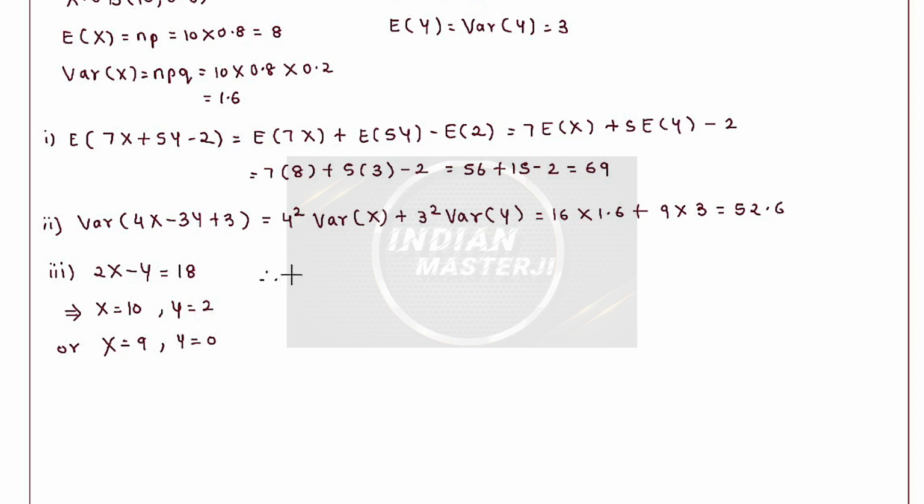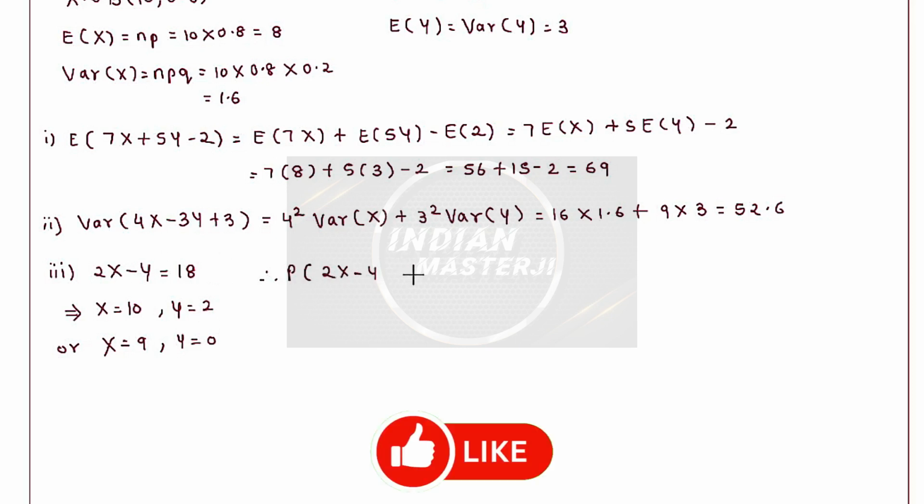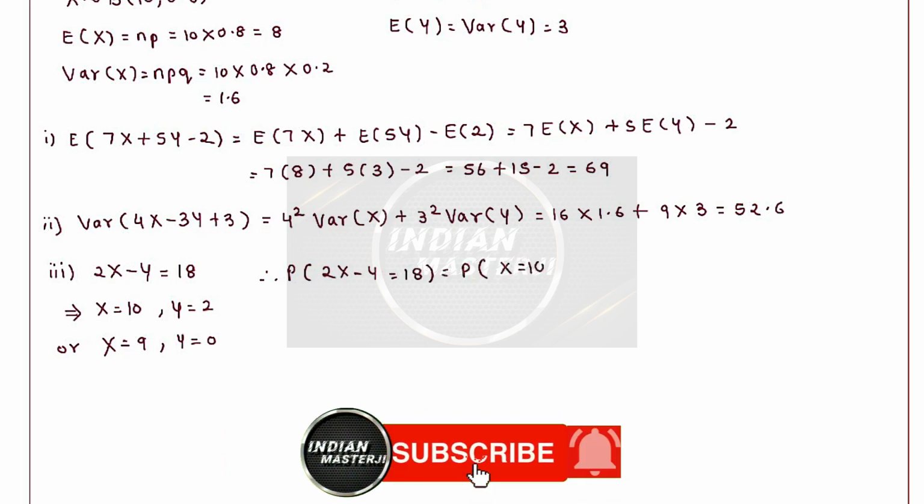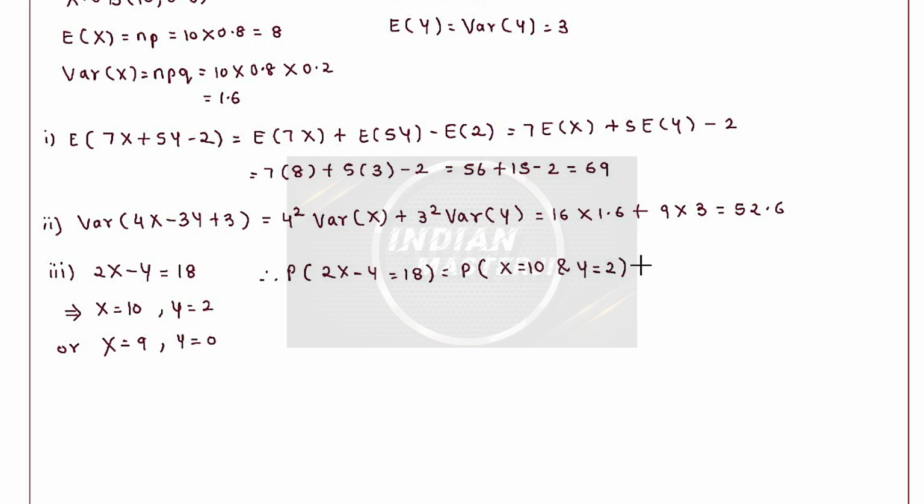Correct? So therefore, if I have to find the probability of 2X minus Y being equal to 18, that means I have to find the probability of X being equal to 10 and Y being equal to 2, or, that means I will have to add the probability of X being equal to 9 and Y being equal to 0. Correct? Let's make this equation number 1.